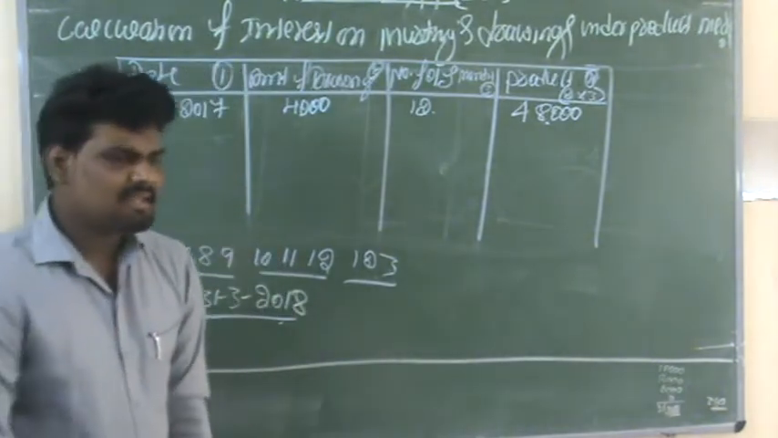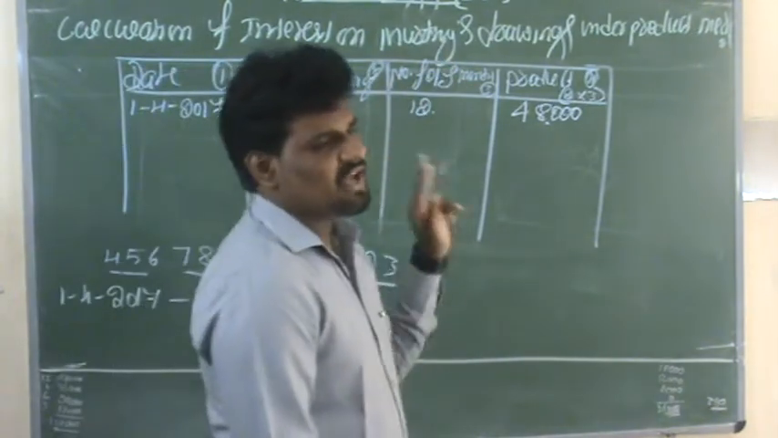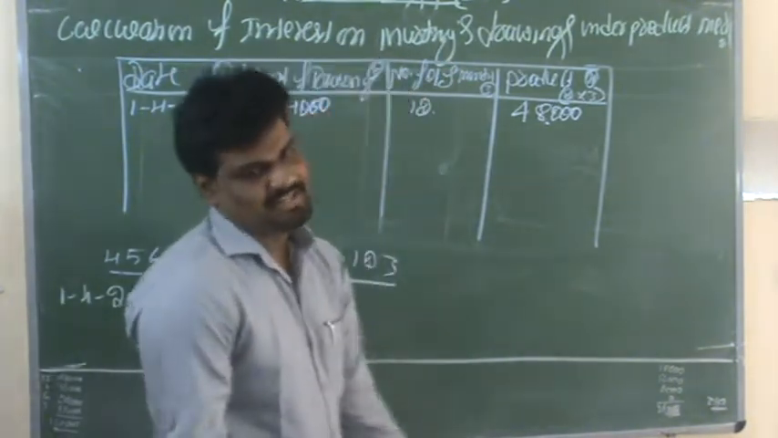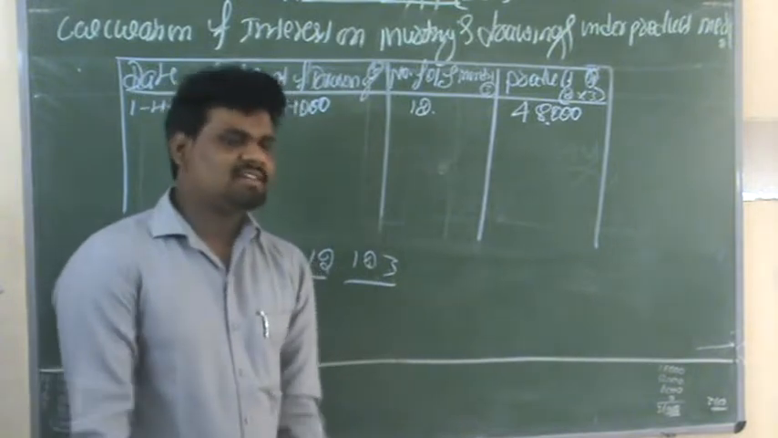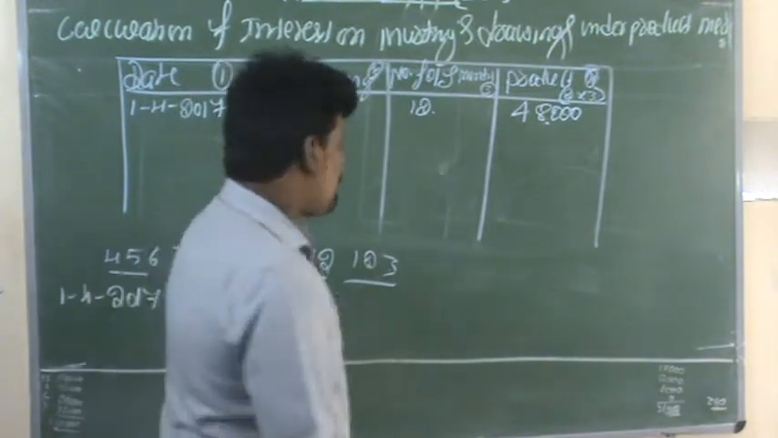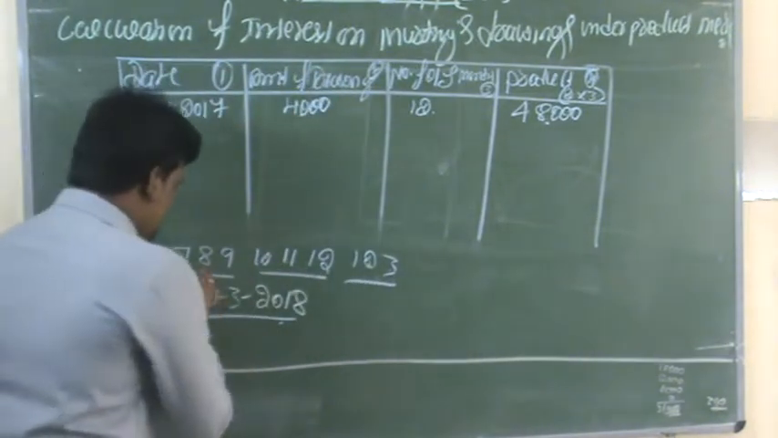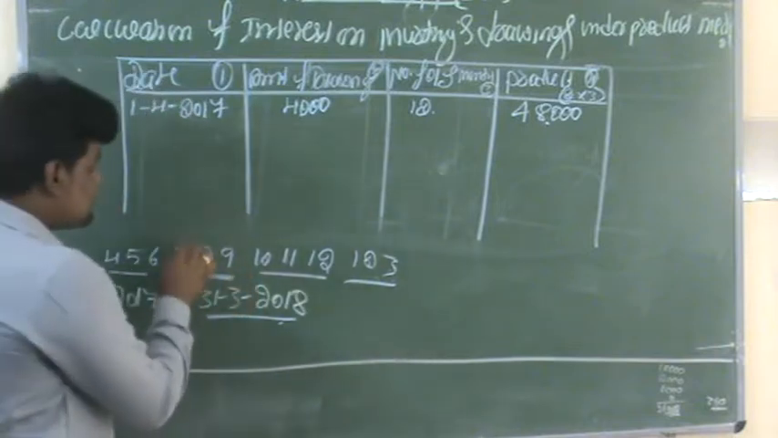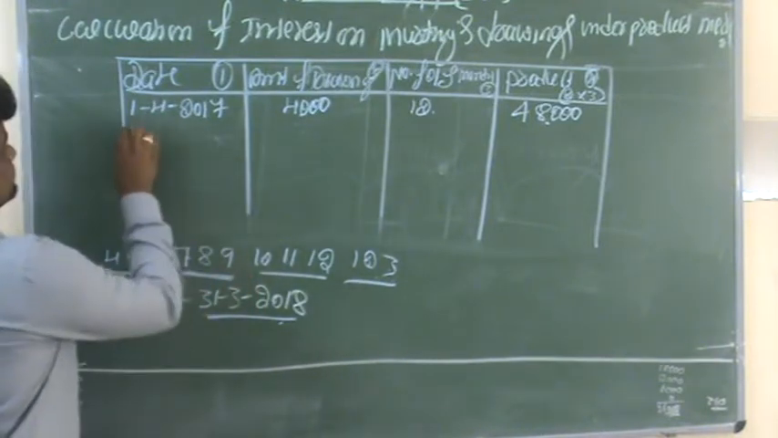The same way, Murthy is withdrawing every quarter, at the beginning of every quarter. So now we need to calculate the next quarter. The second quarter means 1 7.